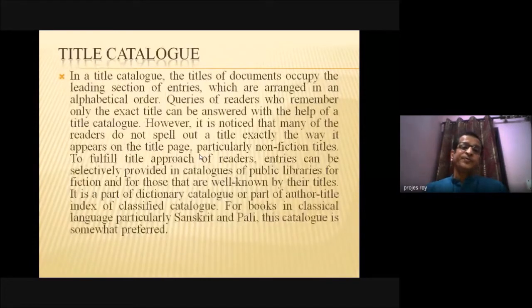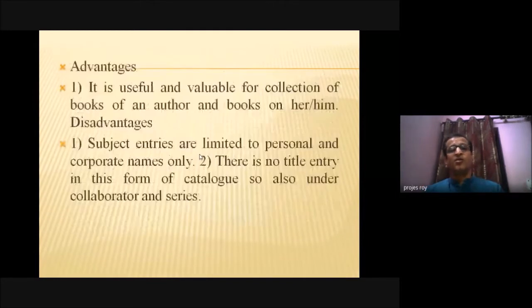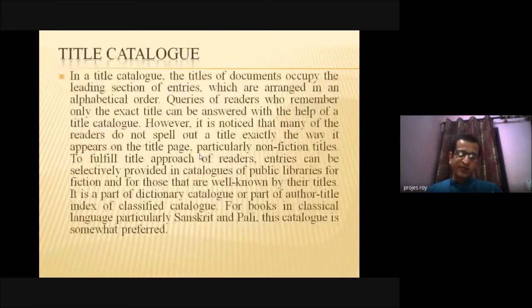Then the title catalog. In the title catalog, the title of the document occupies the leading section. Means if you have books with one title, the document titles of the books are arranged sequentially in alphabetical order. That's the title catalog. The exact title can be answered with the help of the title catalog. However, it is noticed that many of the readers do not spell out the title exactly the way it appears.